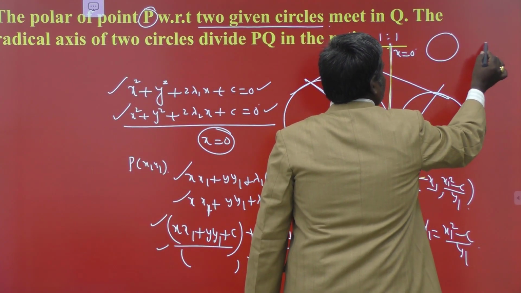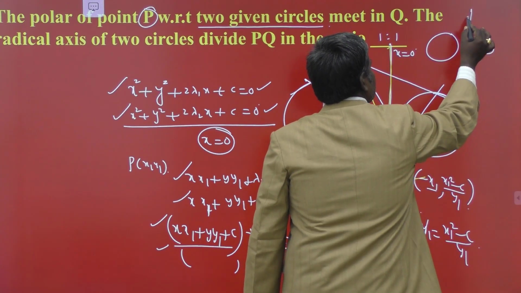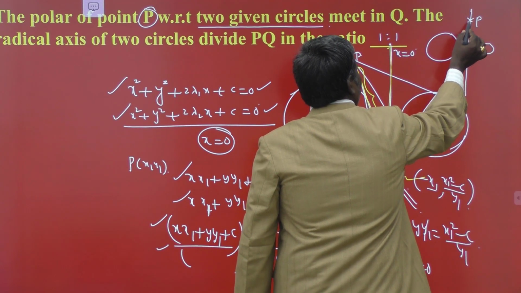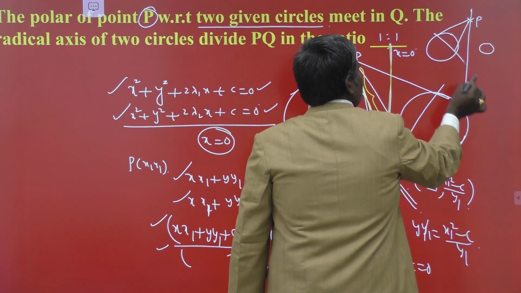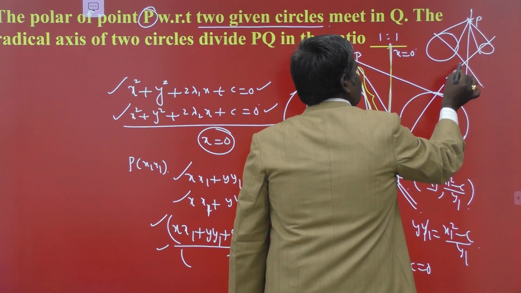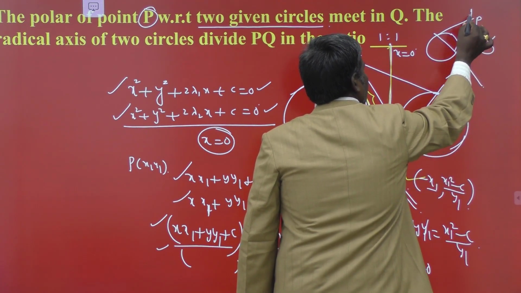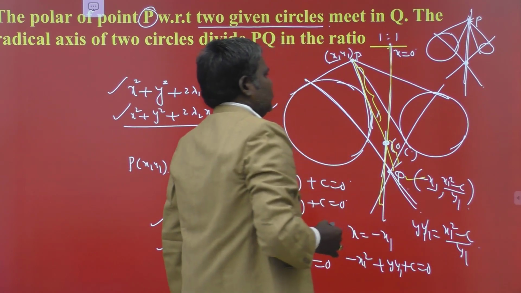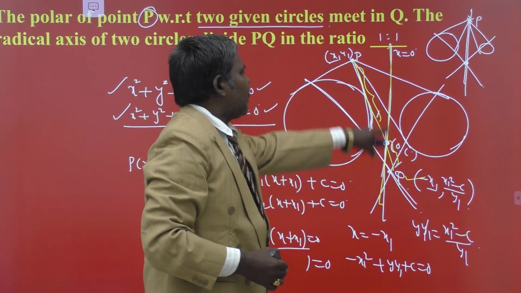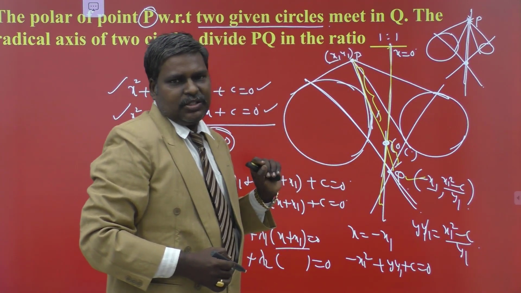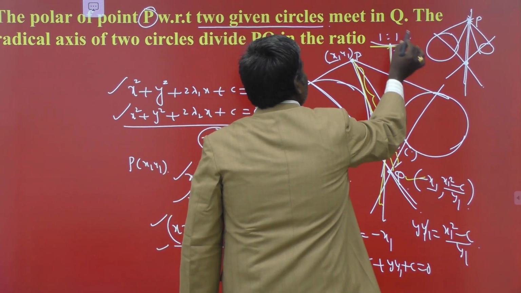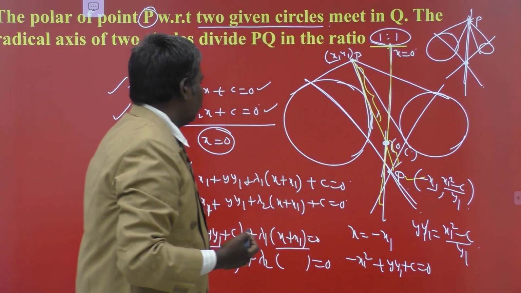Suppose these are the two circles. This is my radical axis. P is on the radical axis. Find the polars of P with respect to the two circles. This is one of the polars. This is the polar of the point P with respect to the second circle. These two intersect again on what I am saying? Radical axis. This is the special case. Otherwise, PQ is bisected by the radical axis. That is, the ratio is 1:1. It is a wonderful good result for you.